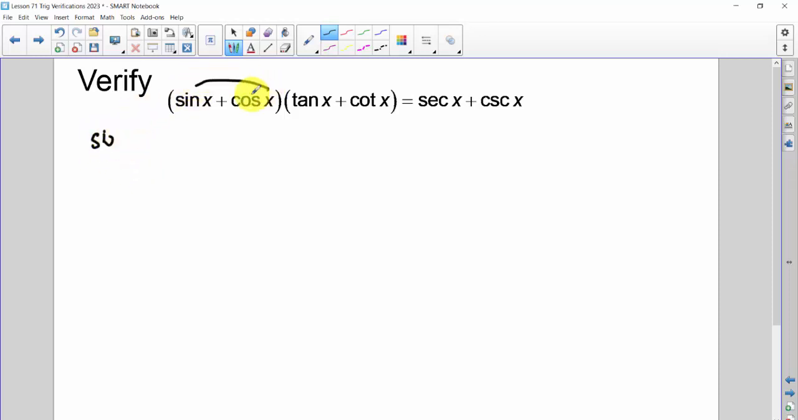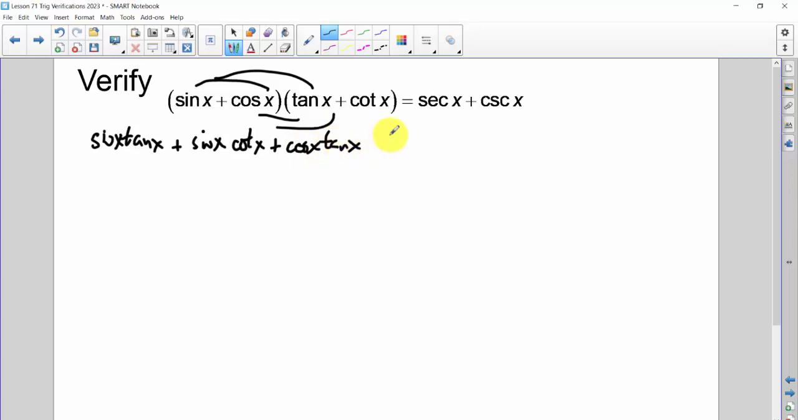I'm going to actually FOIL, I think. Sine tangent plus sine cotangent plus cosine tangent plus cosine cotangent.